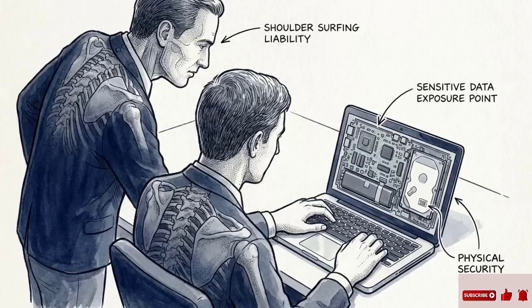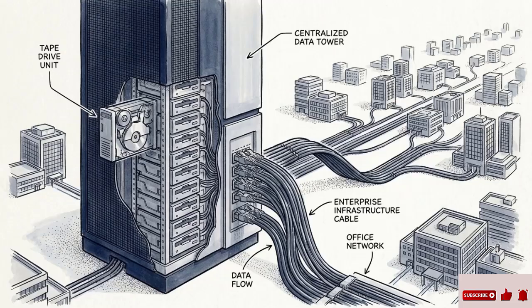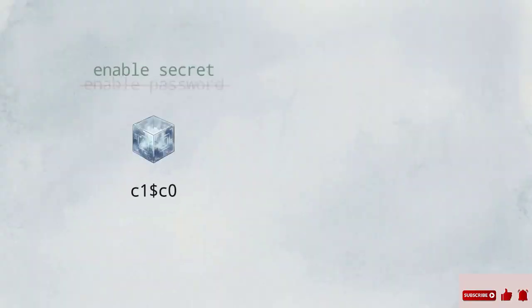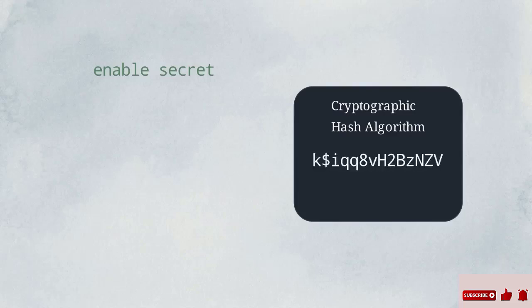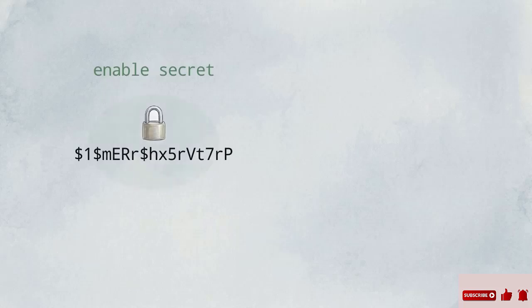This is a massive liability. Anyone looking over your shoulder can read your credentials. Furthermore, if a centralized backup server is compromised, an attacker gains full control over your entire enterprise infrastructure. To resolve this, we use the enable secret command. This modern protocol overrides the legacy password and passes the input through a cryptographic hashing algorithm.